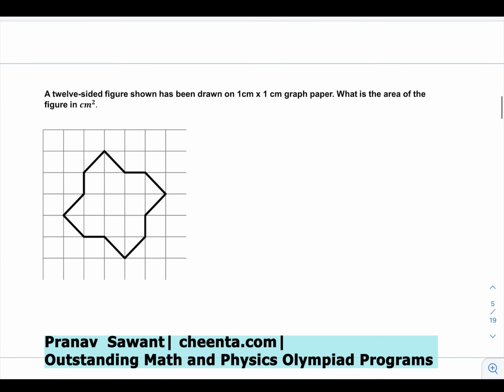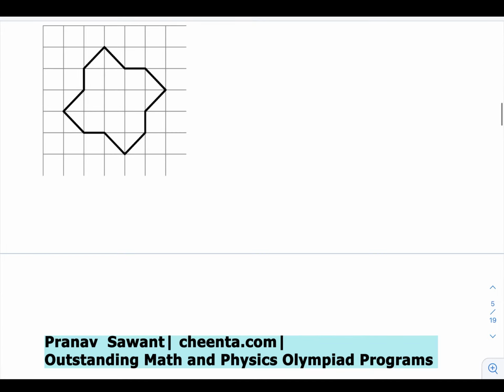So it's given to us that a 12-sided figure is shown, and it has been drawn on a 1 centimeter by 1 centimeter graph. So this is basically a coordinate graph or a lattice graph, whatever you call it. And what's the area of the figure in centimeters square? So we're going to first see the method of Pick's theorem, but before we get into Pick's theorem, I want to get clear with certain definitions.